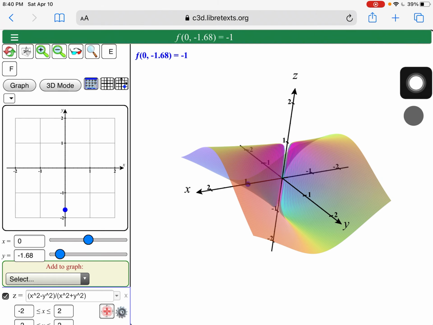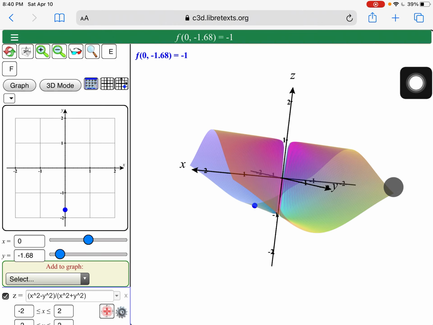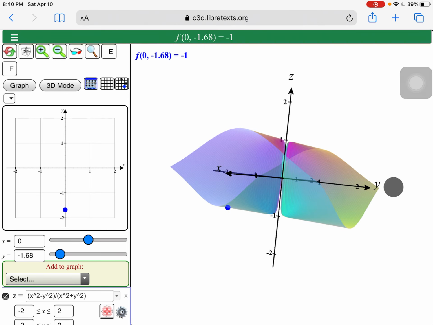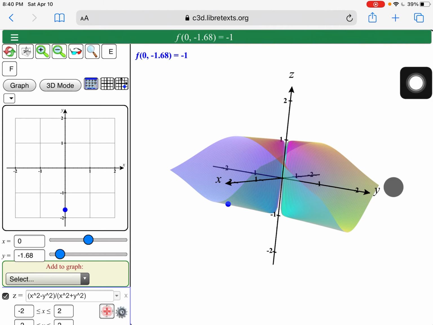So let me rotate the graph here so you can see the bottom part of what's going on. So now I'm traveling along. You see that bottom part that's kind of straight? That's what I'm going to travel along as I change the y value. So now keep your eye on the function values at the top of the screen. They're all equal to -1.